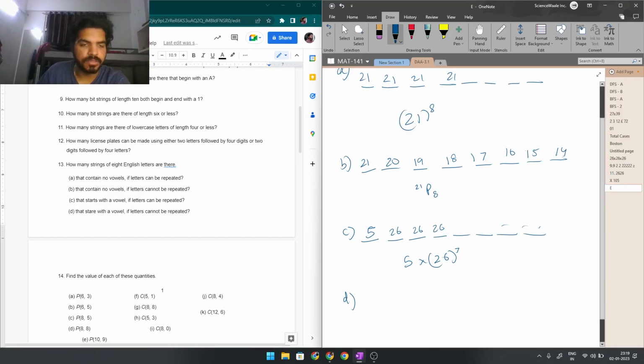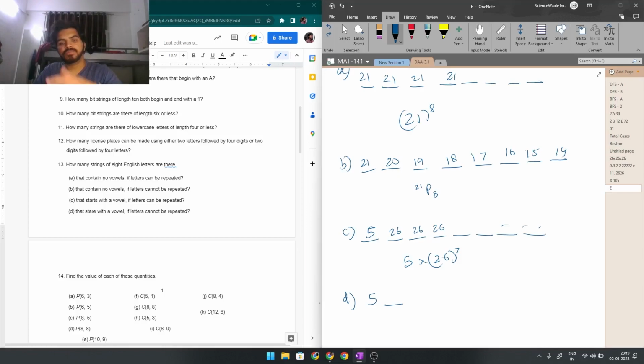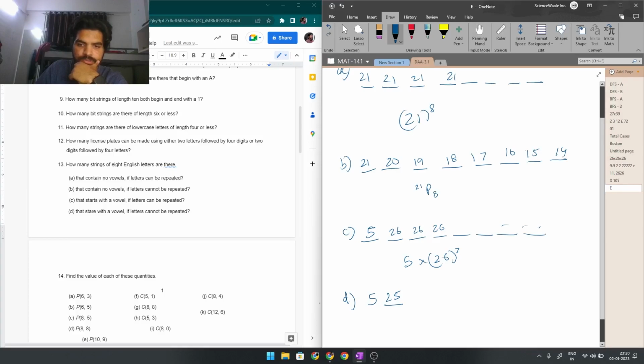Option 4, I mean, part 4, that starts with a vowel if letters cannot be repeated. Starts with a vowel and letters cannot be repeated. That is 26, or not 26. You have only 25 options. Letters can't be repeated now. 24, 23, and so on. That will be 5 into 25P7.